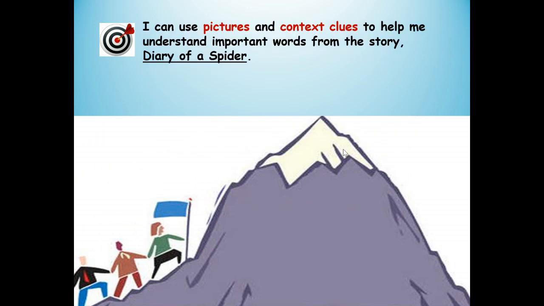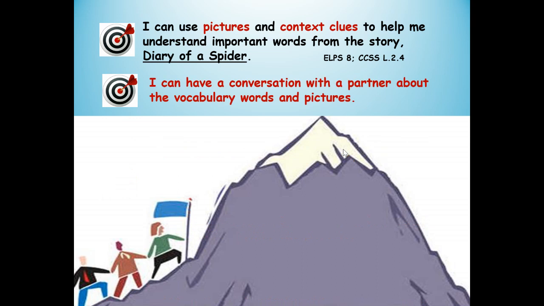So our learning target is I can use pictures and context clues to help me understand important words from the story, Diary of a Spider. Our second learning target is I can have a conversation with a partner about the vocabulary words and pictures. So you can get a partner from home or you can be my virtual partner.